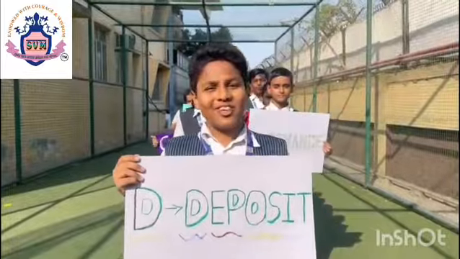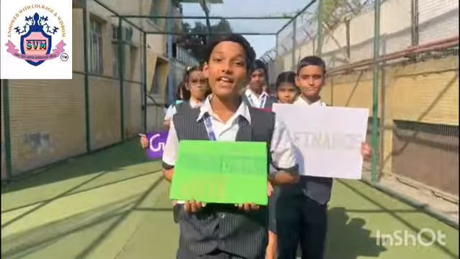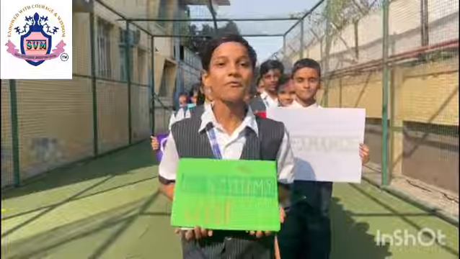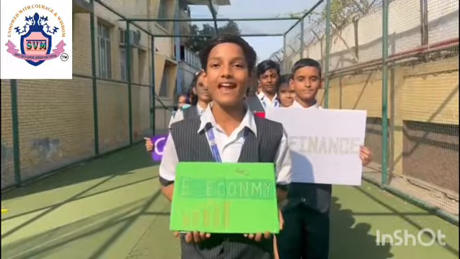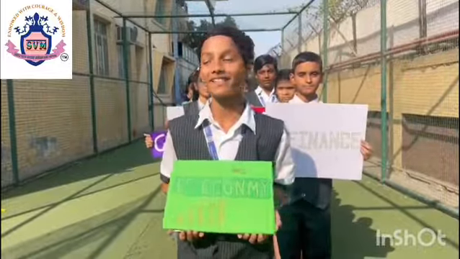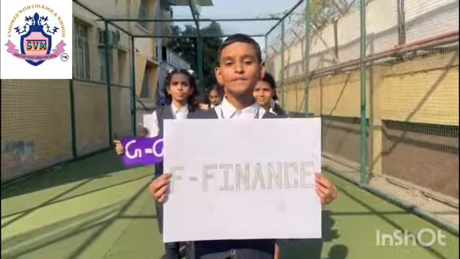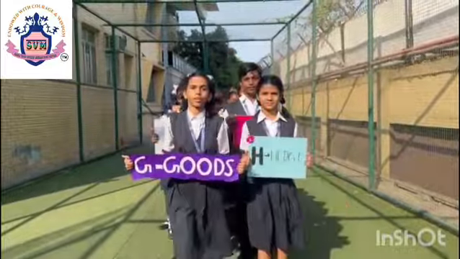Deposit. The money which we save in bank is called deposit. Economy. It is a big system where people make and sell their goods and others buy and use them. This is how we get goods and services. Finance. Finance is how we earn, manage, use and save money.